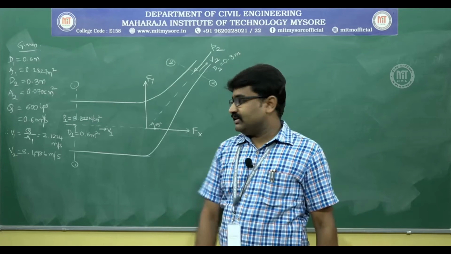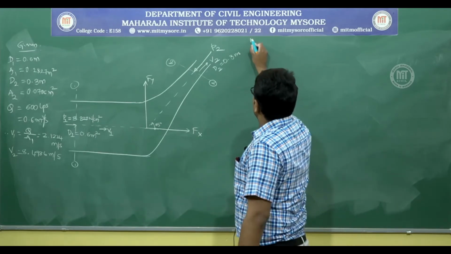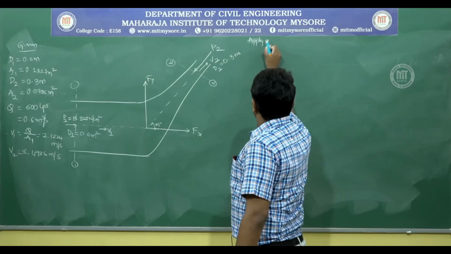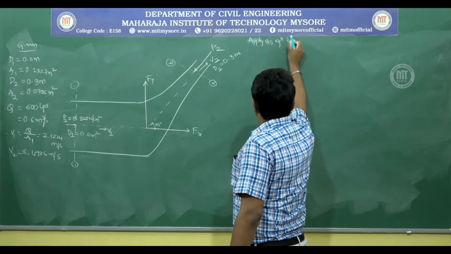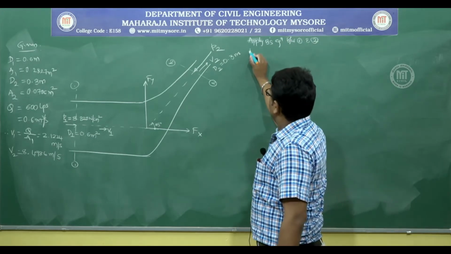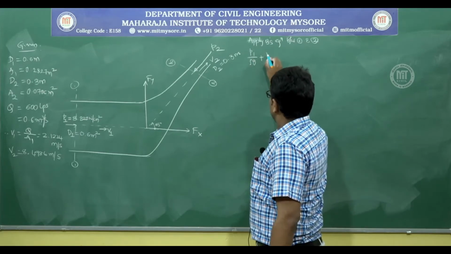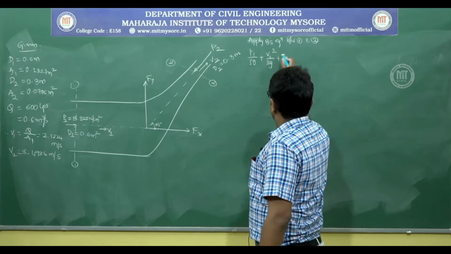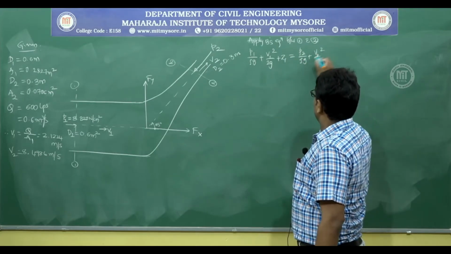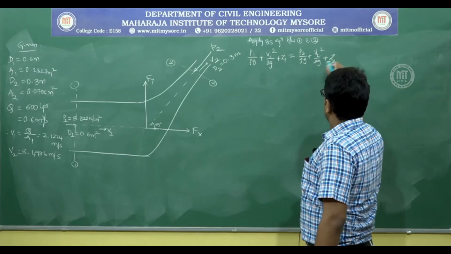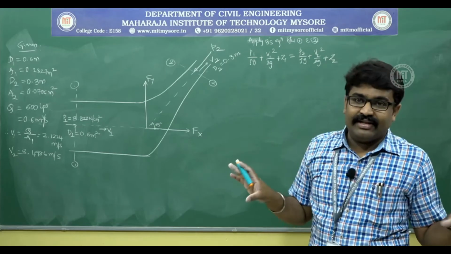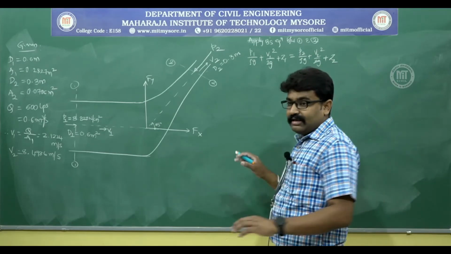So from Bernoulli's equation, we simply apply Bernoulli's equation between 1 and 2. You have P1 by rho g plus V1 square by 2g plus Z1 equal to P2 by rho g plus V2 square by 2g plus Z2. I will not consider losses here because there is absolutely no mention of loss anywhere in the problem. So I will not take HL.